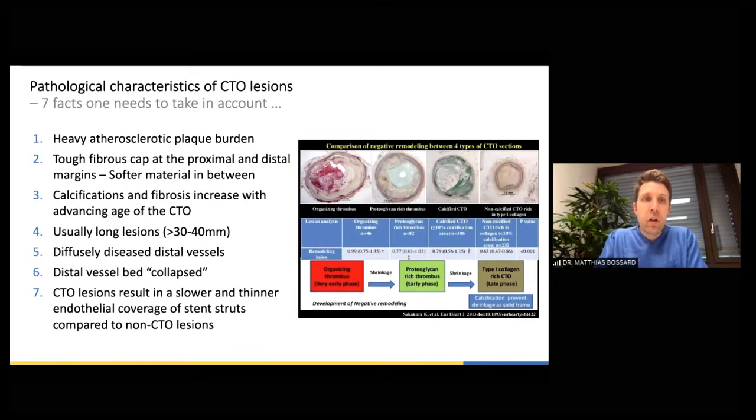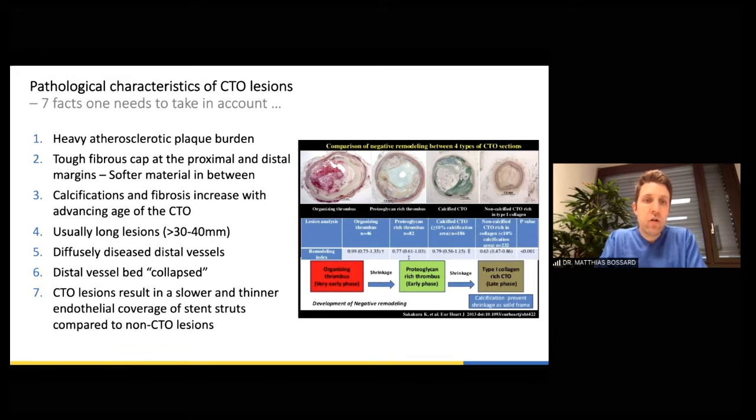The pathological hallmarks of CTO lesions include the 7 following points. Those lesions usually have a high burden of atherosclerotic plaque. They have a tough fibrous cap, which is also often very calcified, and they have a softer part in the middle section of the lesion, and those calcified and fibrotic parts increase with advancing age of the CTO lesions.